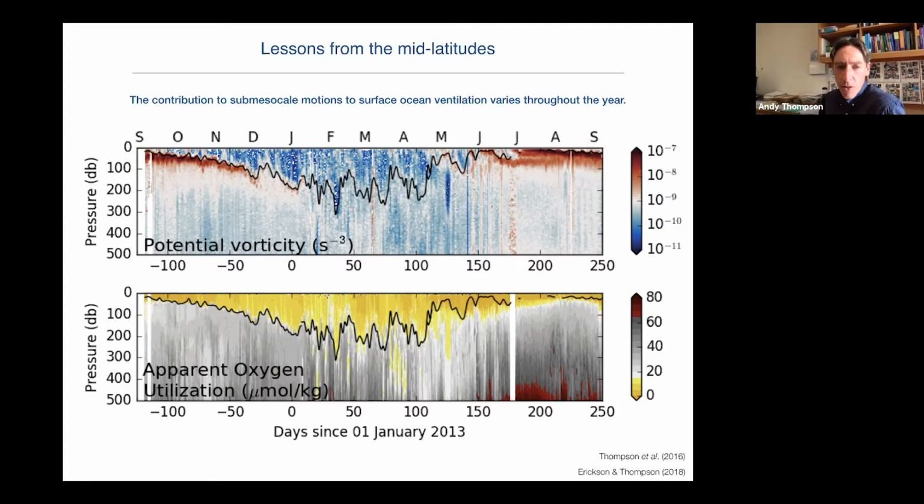And you can see that a little bit if you look at the apparent oxygen utilization time series. Again, you see that those smaller values, which are a signature of surface water, are more effectively getting into the interior later in the year.